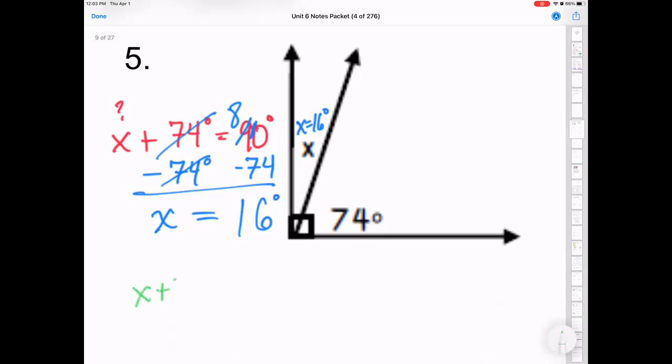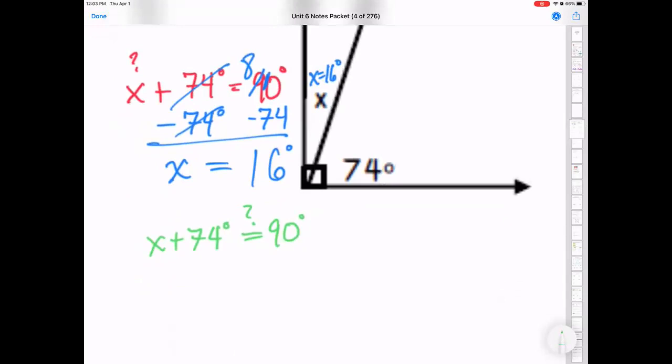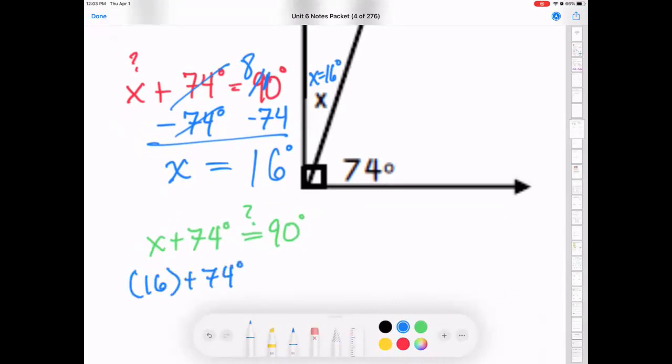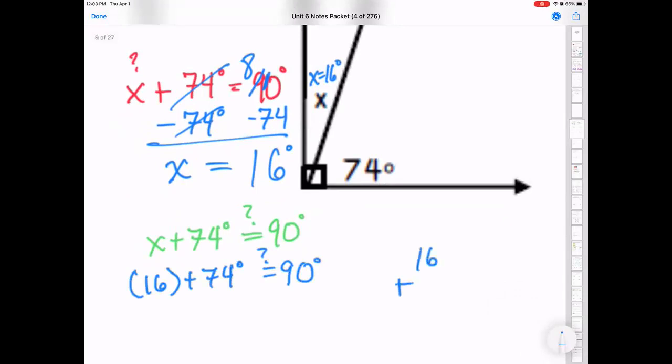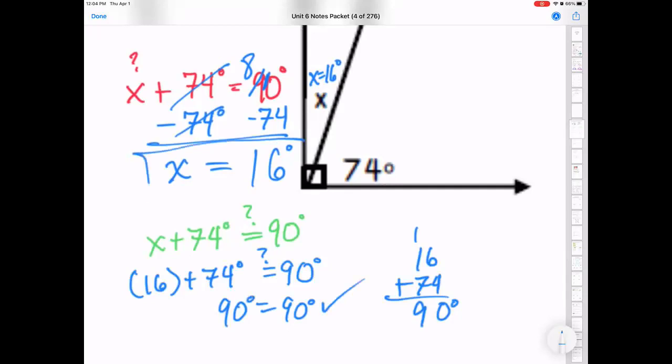So with our x plus 74, is this in fact equal to 90? Well, we're dumping in our 16 that we think x is, plus 74. Is that equal to 90? And 16 plus 74: 0, carry the 1. Yes, you do in fact end up with 90 degrees. Okay. So yes, 90 is 90. So that tells us x was indeed 16. Okay.